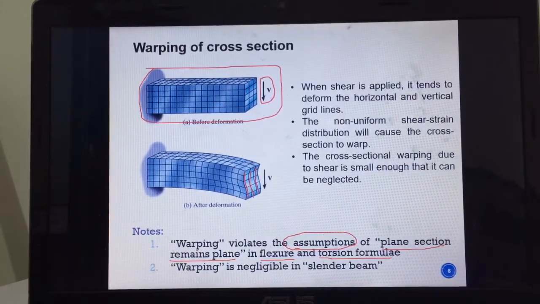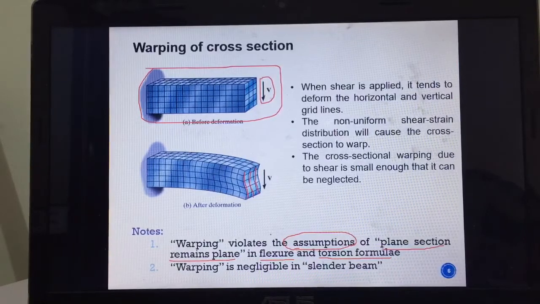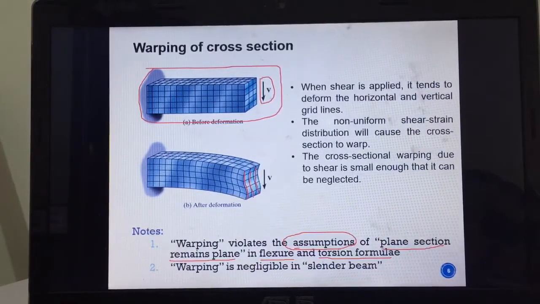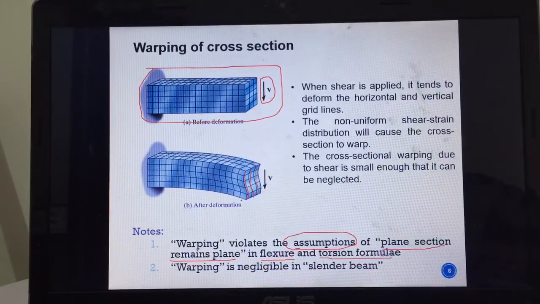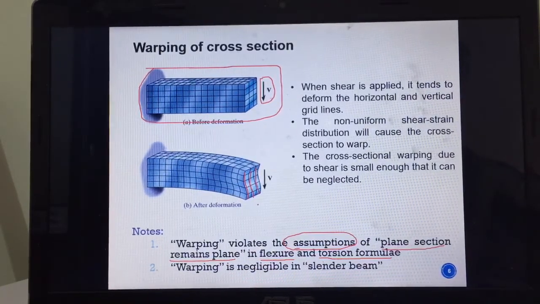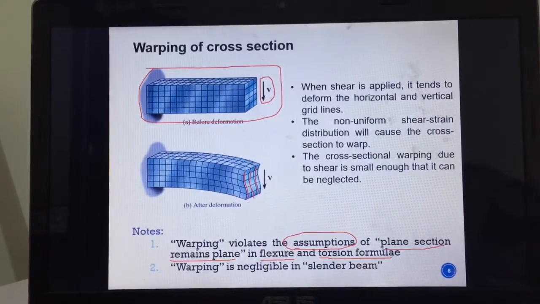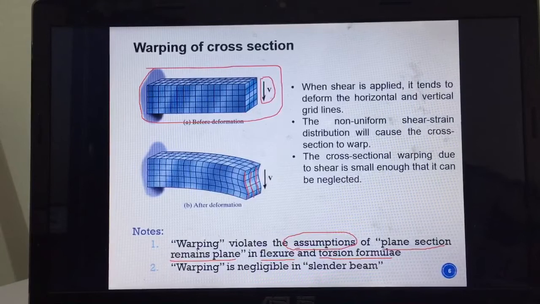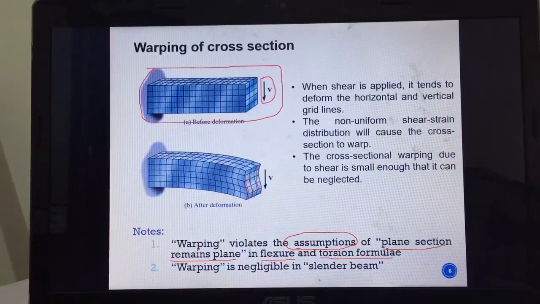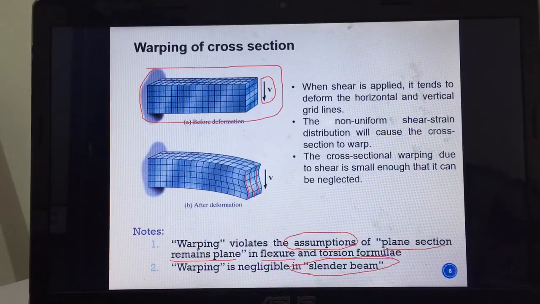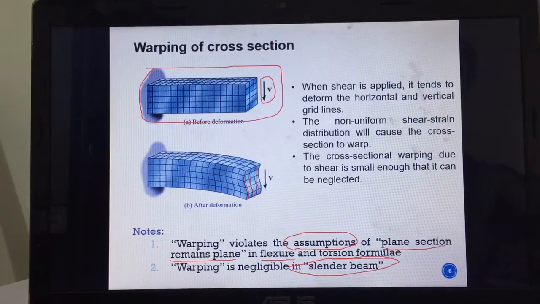So this actually violates that. This warping will violate it because you can see that the plane section now doesn't remain planar anymore. Okay, but rest assured, we can use the formula. We're going to learn why. The reason is that in most of the problems, we will consider a slender beam. So the warping effect is negligible in a slender beam.